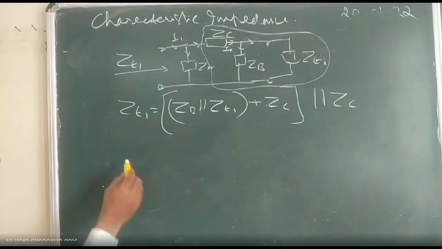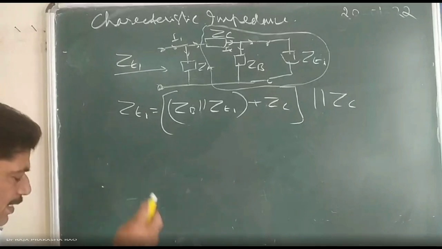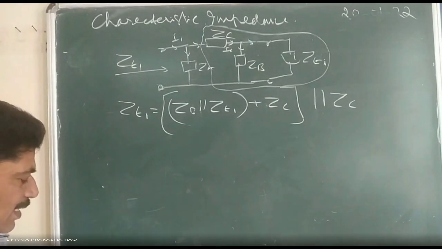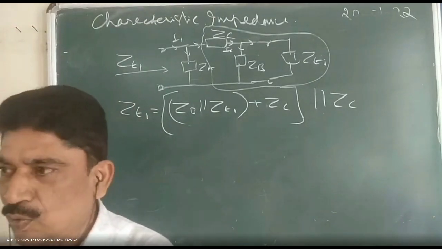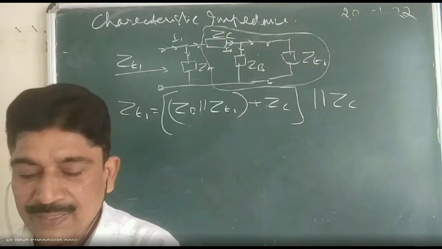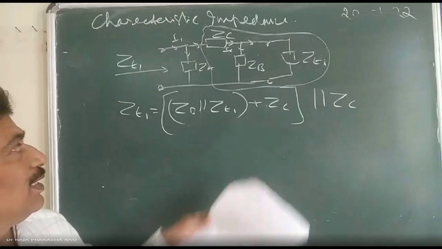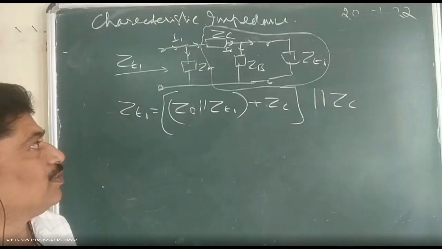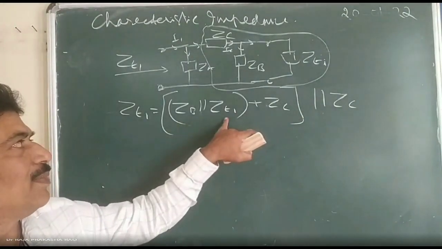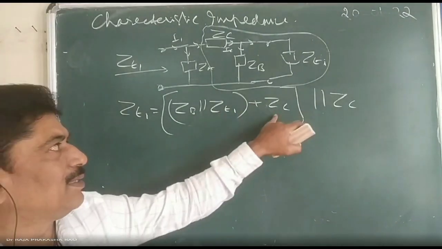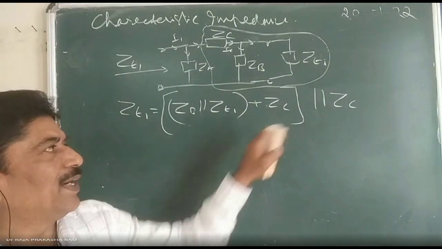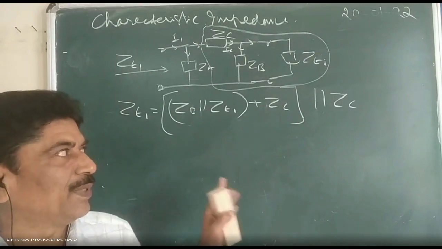Then after simplifying this, we get a quadratic equation. I will write that quadratic equation directly, because I have already given the sequence of steps in the notes. Try to understand that. Just simplify this and you can get that quadratic equation. How do you simplify this? ZB parallel to ZT1 means ZB into ZT1 by ZB plus ZT1. Then add with ZC, and you will find an expression that will be in parallel with ZA.